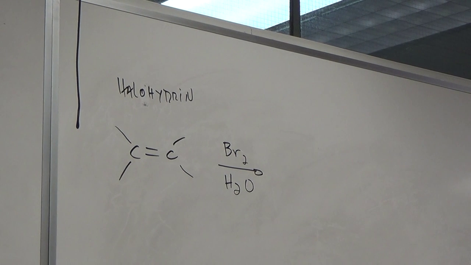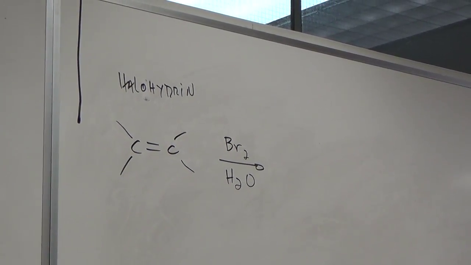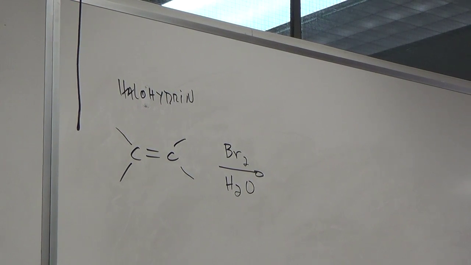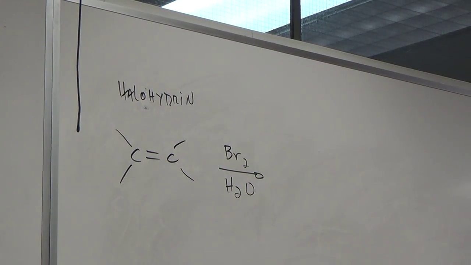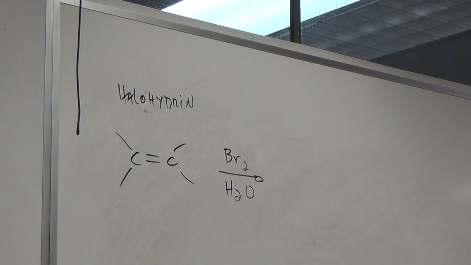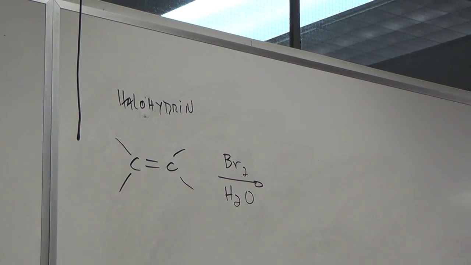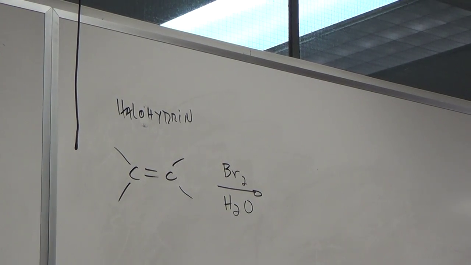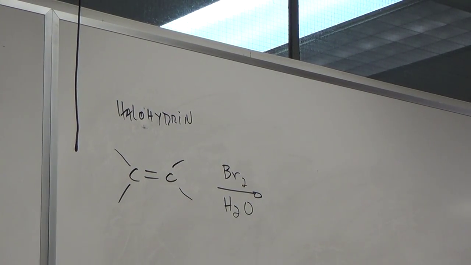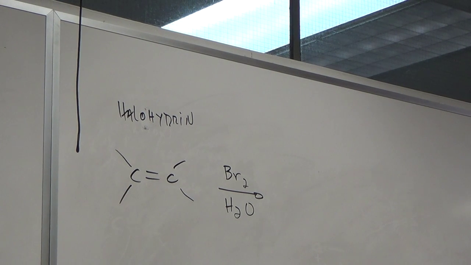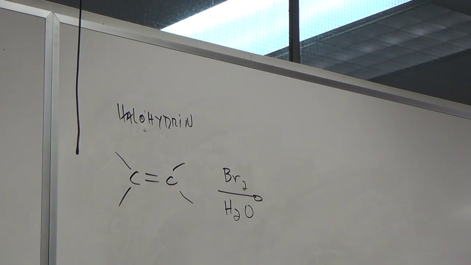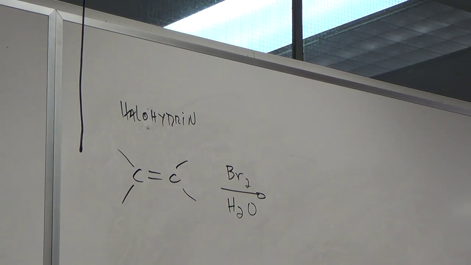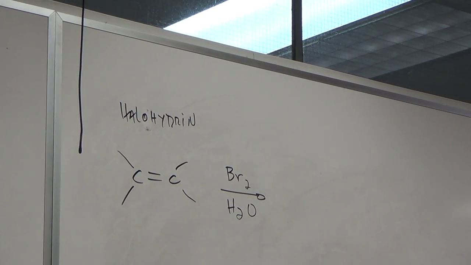Now, because there is water in there, you have two choices. The Br minus can attack it, forming the dihalide. But if there's water around, water attacks it better. And instead of forming a halogen and another halogen, you have a halogen and OH. Anti. Because water is a better nucleophile than Br minus. Plus, there is tons of water in there.